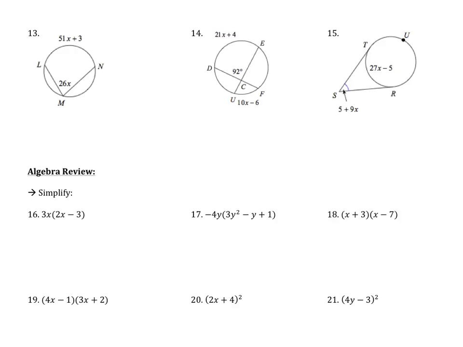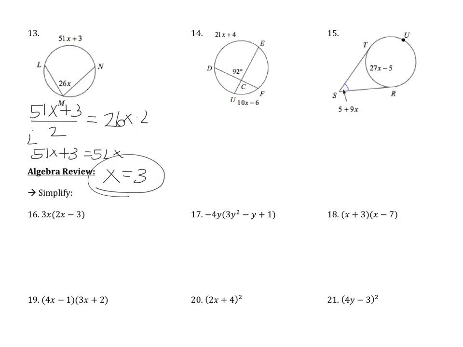13 is an inscribed angle. So I would take my arc measure, 51x plus 3, divided by 2. That's going to get me the angle, which is 26x. So I'm going to multiply by 2 on both sides. 26 times 2 is 52. So I have 51x plus 3 equals 52x. So now I'm going to subtract 51x, so I get x equals 3. And I'm done.